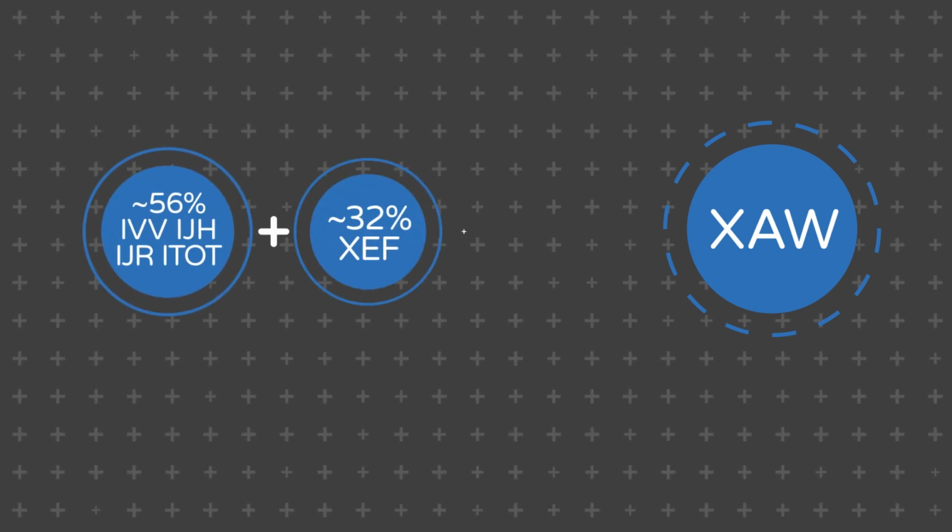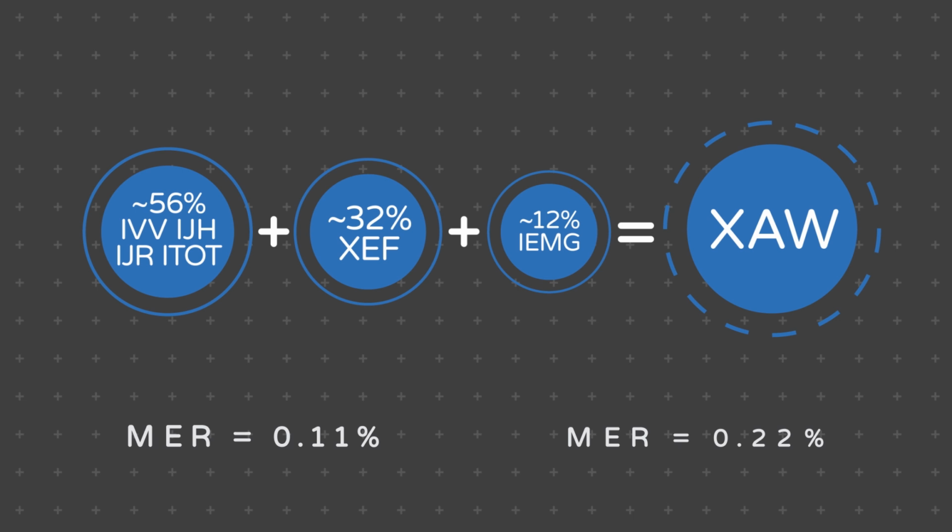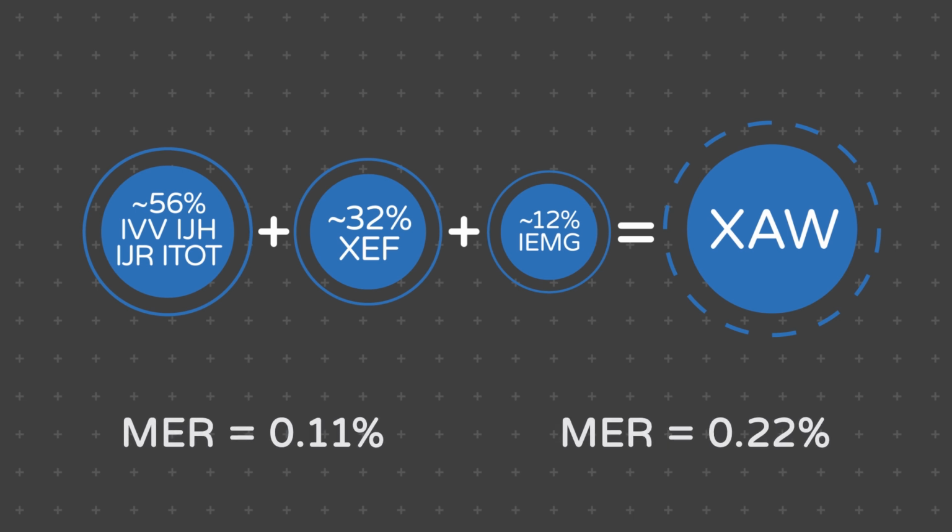From a product cost standpoint, holding XAW, instead of purchasing all of its underlying ETF holdings, will cost you about 0.22%, or roughly twice the weighted average cost of the underlying ETFs. However, most investors with modest-sized portfolios and limited time to spend managing them would likely agree the simplicity of XAW seems worth the additional cost.